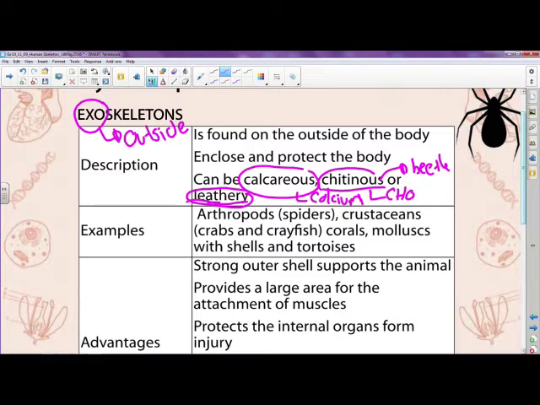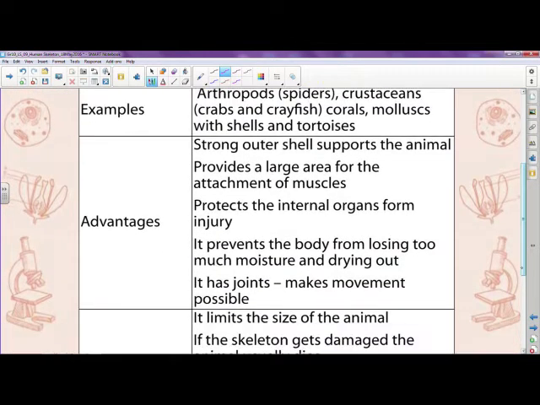Okay, now, what's good about it? What's good about having a skeleton on your outside? You've got a shell. So you can imagine if you are a turtle, your shell is going to protect you more and it supports you. Now, if we look at these little guys, they move a lot. So very often we can attach muscles to those hard parts. Also, when you have something hard, we have protection, all the internal organs are prevented from any kind of injury.